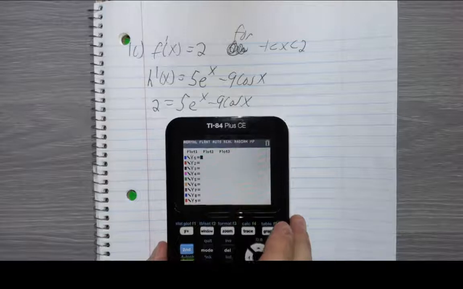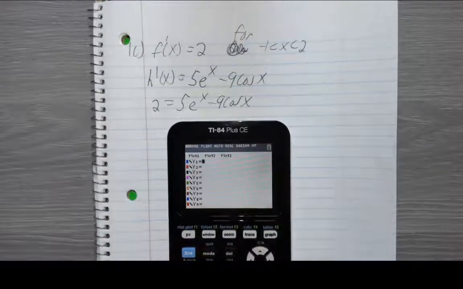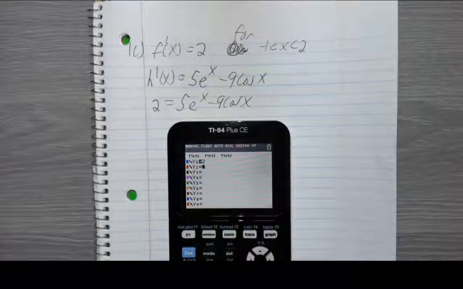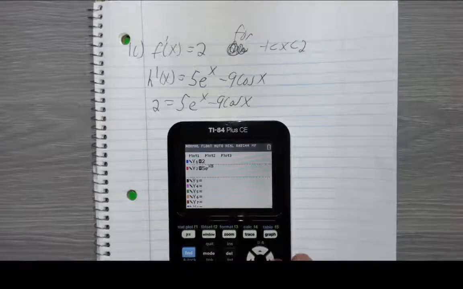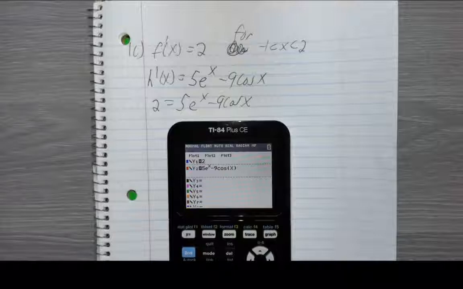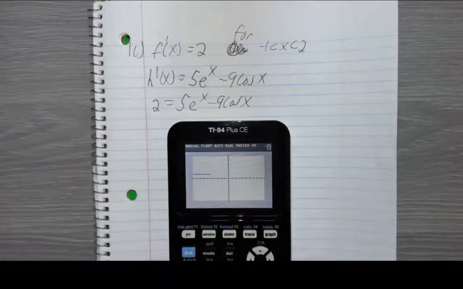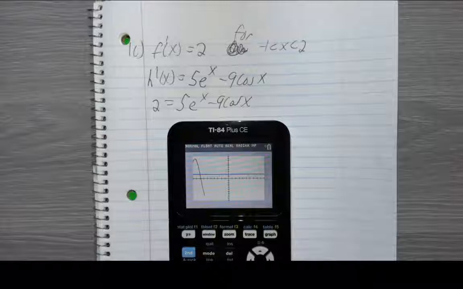What we want to do is graph these two functions. So you want to graph 2, and when is that equal to 5e to the x minus 9 cosine of x? Put both of those graphs into your calculator. Make sure your window is a standard window, and your graph is going to look something like this.